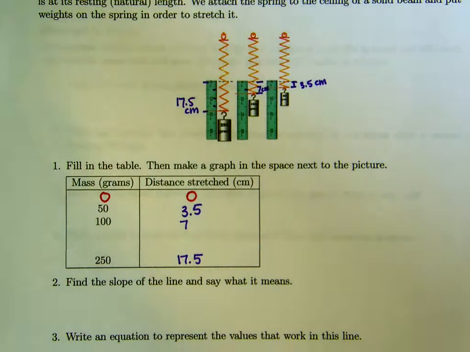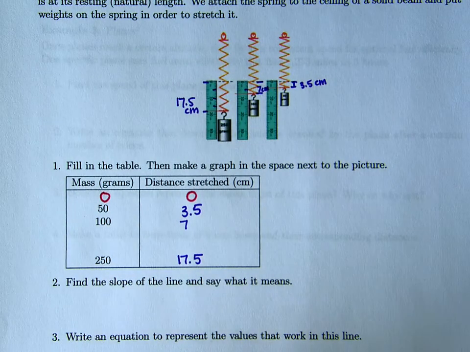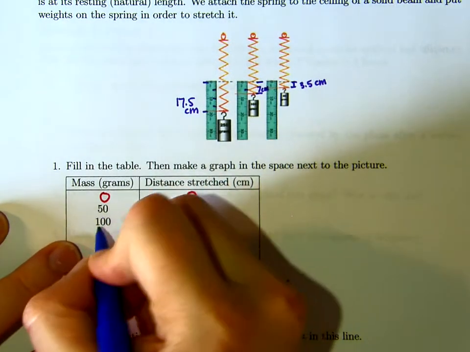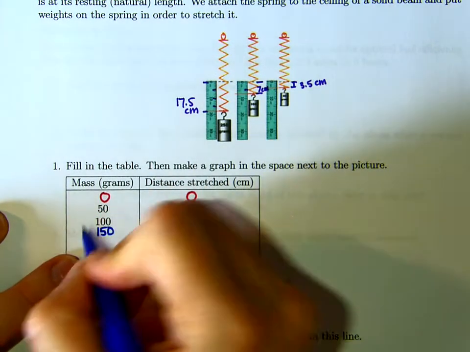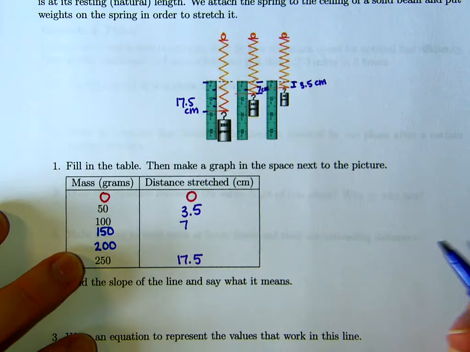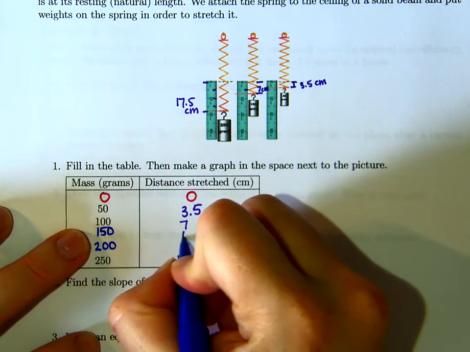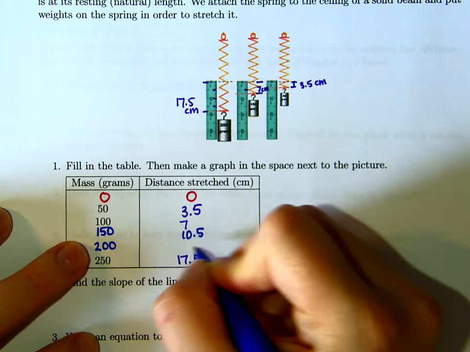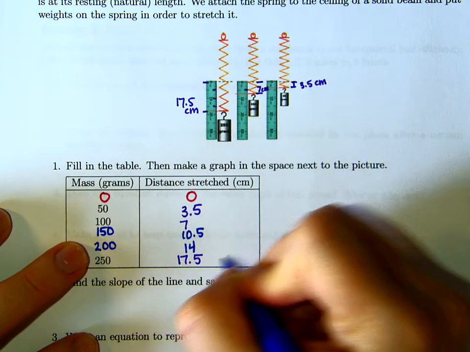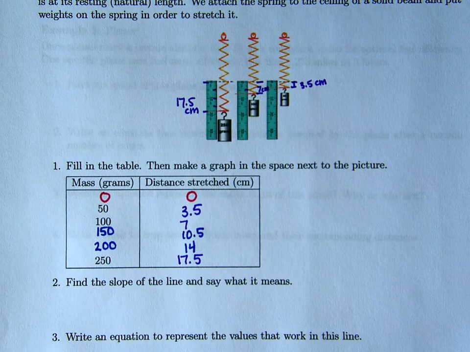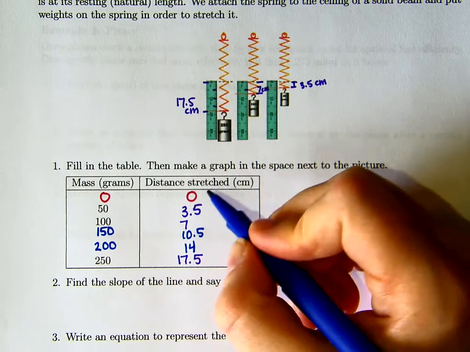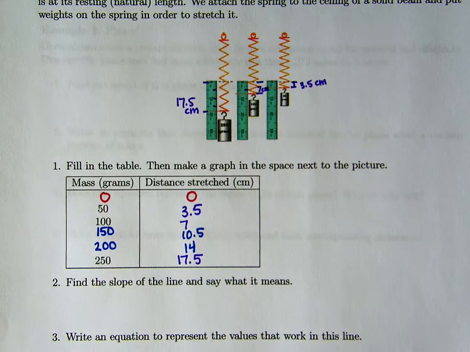Oh, please let it work, because I will have to use whiteout if it doesn't. So additional 50 grams and an additional 50 grams. Add on 3.5 centimeters, that would be 10.5. Add on 3.5, that would be 14. Add it. Yes! Yes, the pattern is holding. I see the pattern. For every 50 grams, it is stretching 3.5 centimeters. That is number 2.